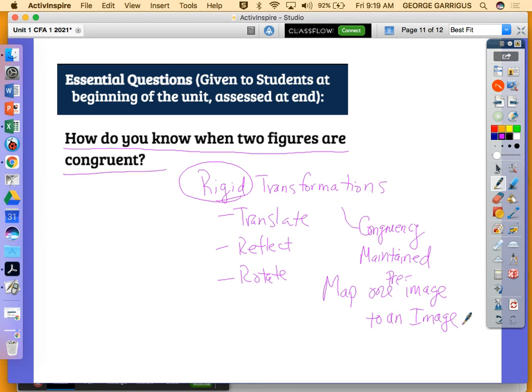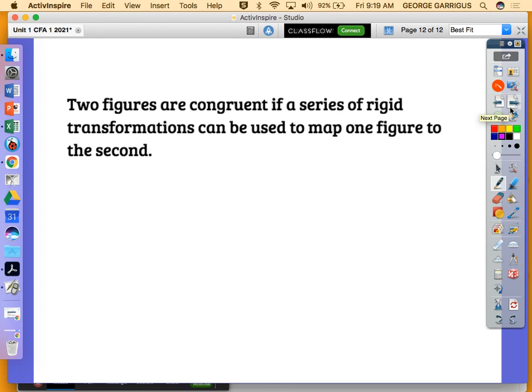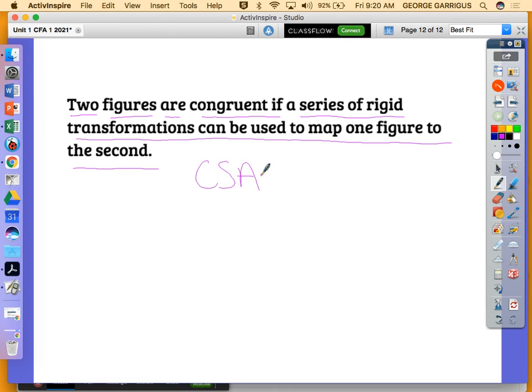But the most elegant way to say this is that two figures are congruent if a series of rigid transformations can be used to map one figure to the second. Now, this question also comes up at the end of Unit 1 CSA as a 2-point answer. So it's something that you really want to know.